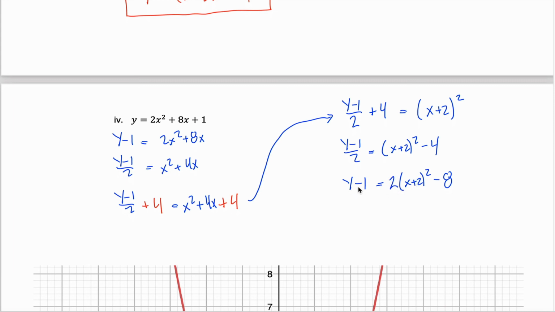Our goal was to solve for y, so now I'm going to add 1 to both sides of the equation, and my final answer would be y equals 2 times (x plus 2) squared minus 7. This is about as hard as these questions can be, so if you could follow that one, that's really good, and this seems like a good spot to end the video.